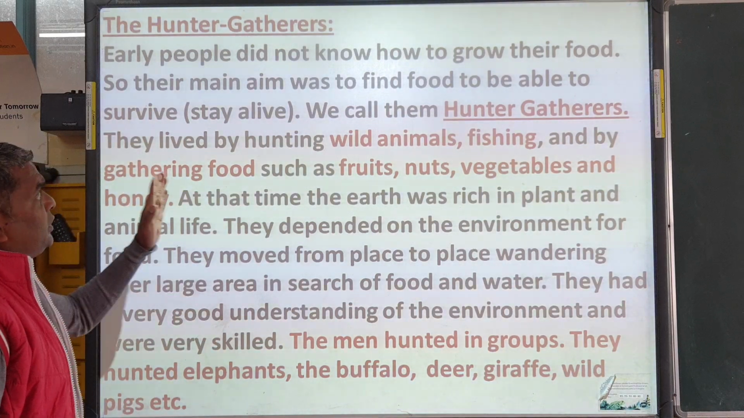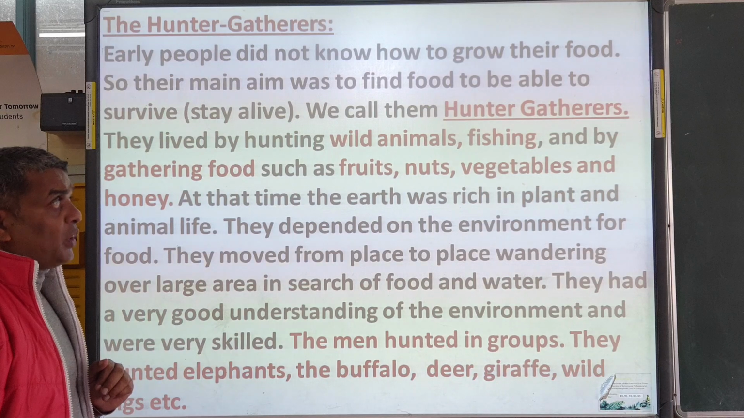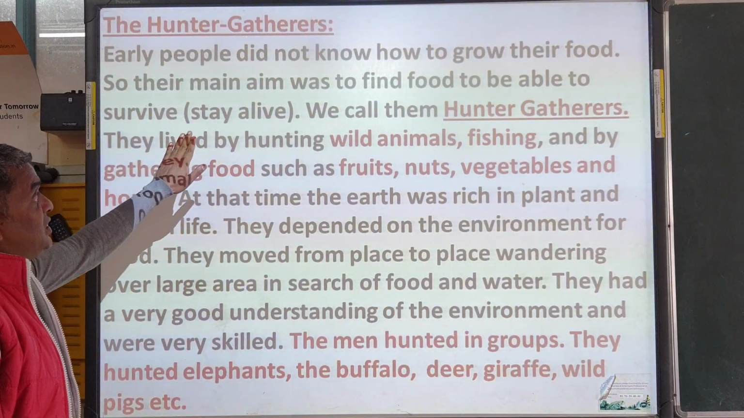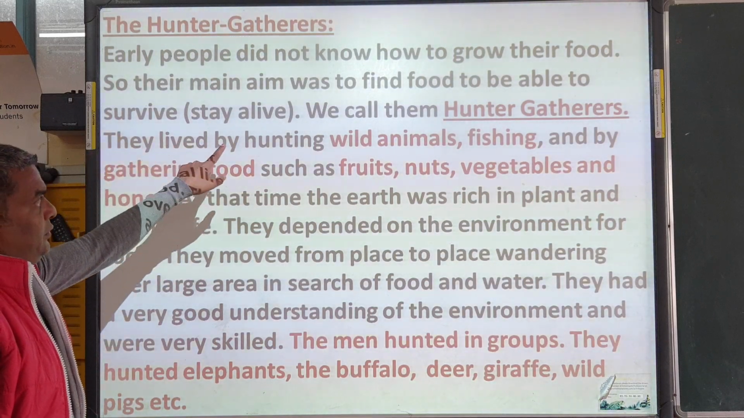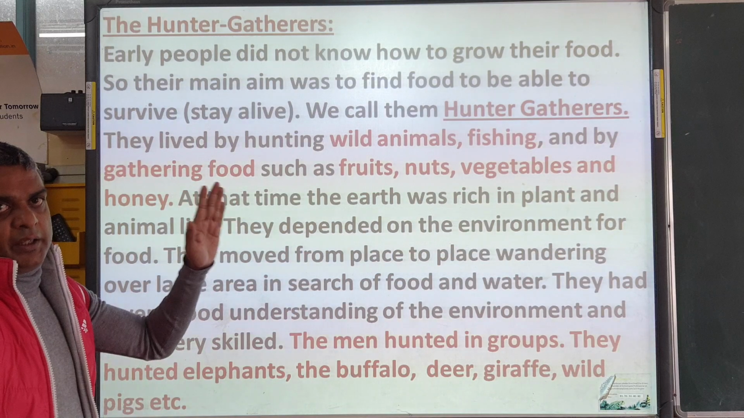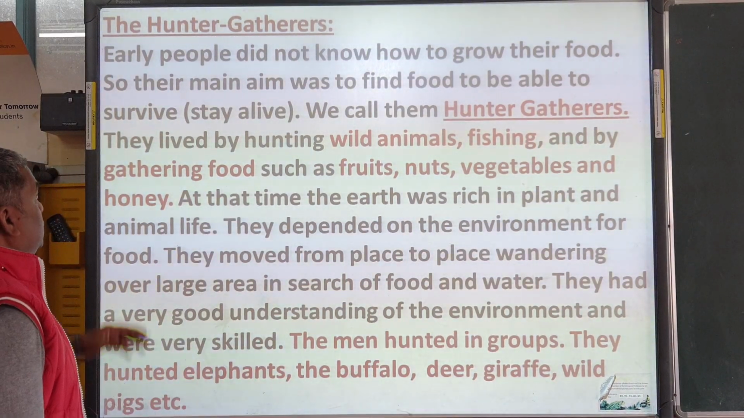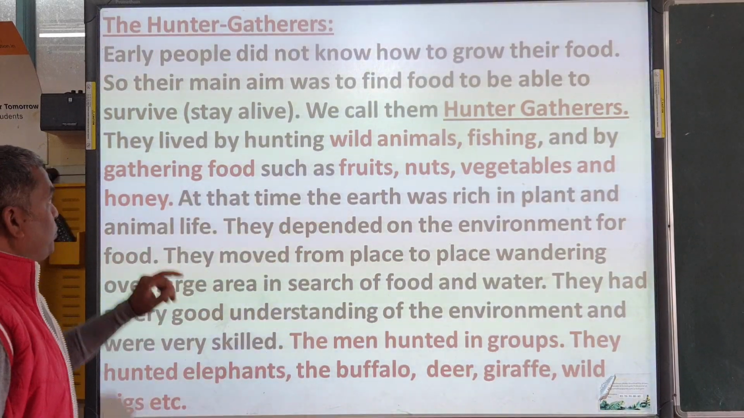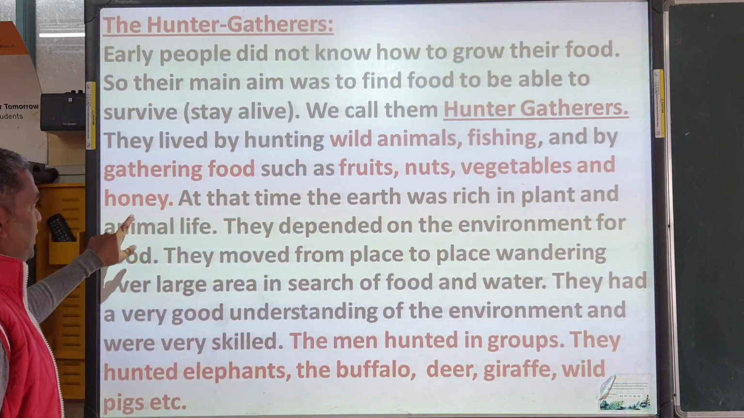Early people did not know how to grow their food, so their main aim was to find food to be able to survive. What do you mean by survive? Stay alive. So this is a new word, survive, stay alive. We call them hunter-gatherers, so they hunted as well as gathered food. They lived by hunting wild animals, fishing, and by gathering food such as fruits, nuts, vegetables, and honey.